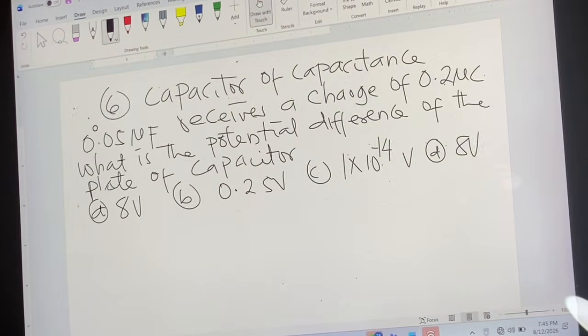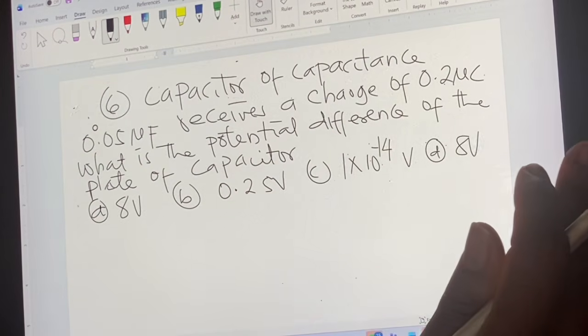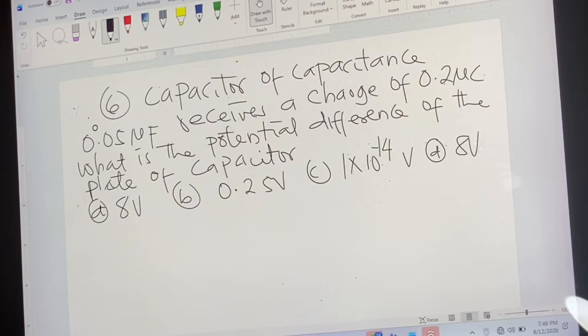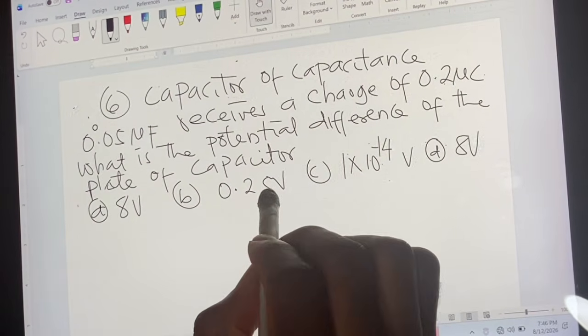Please take note. The question says: a capacitor of capacitance 0.05 microfarad receives a charge of 0.2 microcoulomb. What is the potential difference across the plates of the capacitor? Now we are given a capacitance, and we are also given charge. We are asked to find the potential difference. Calculating potential difference related to capacitance, we use this formula. Solution first.